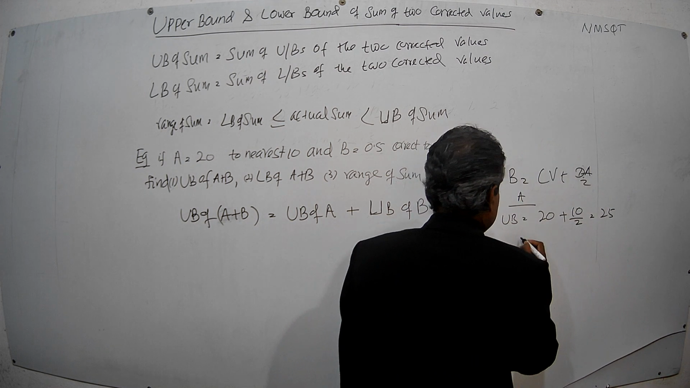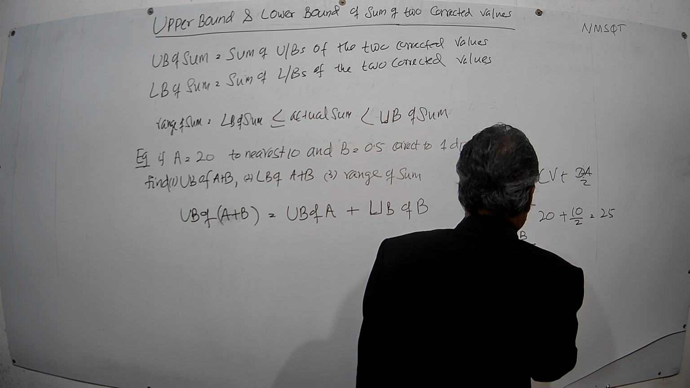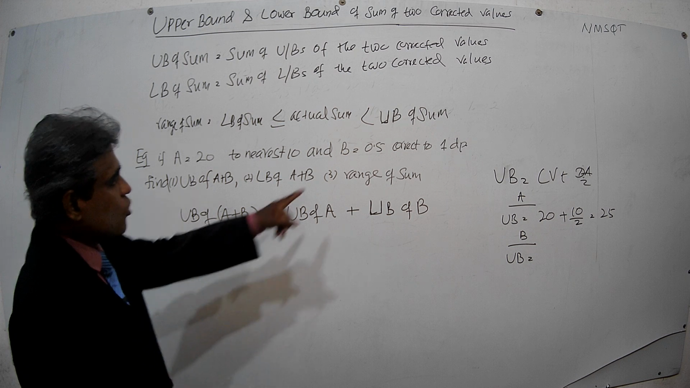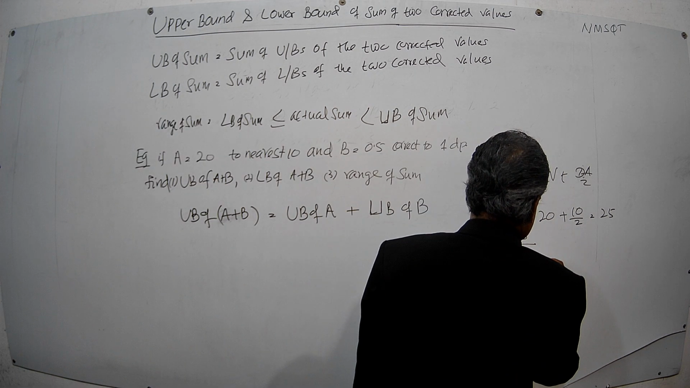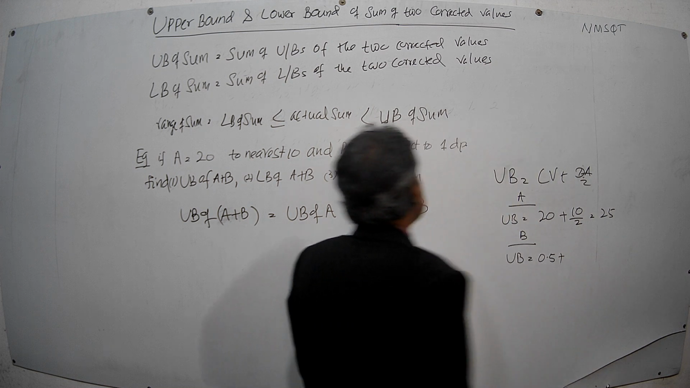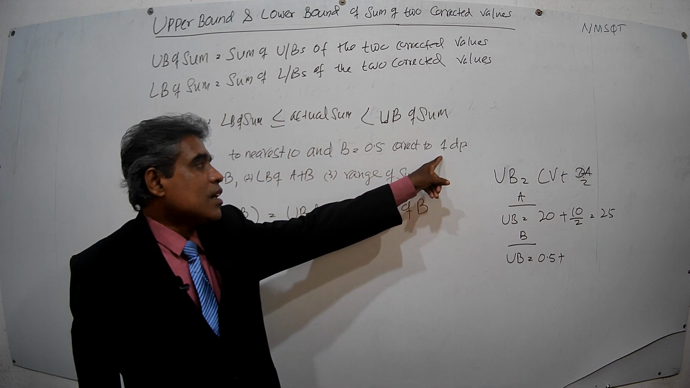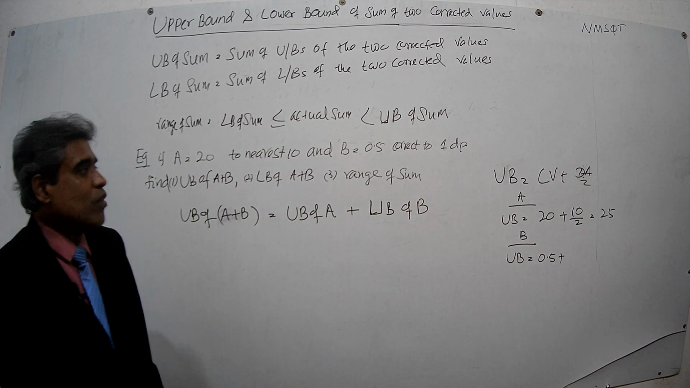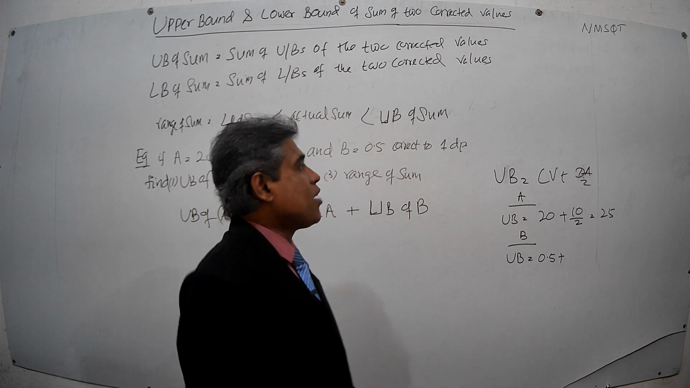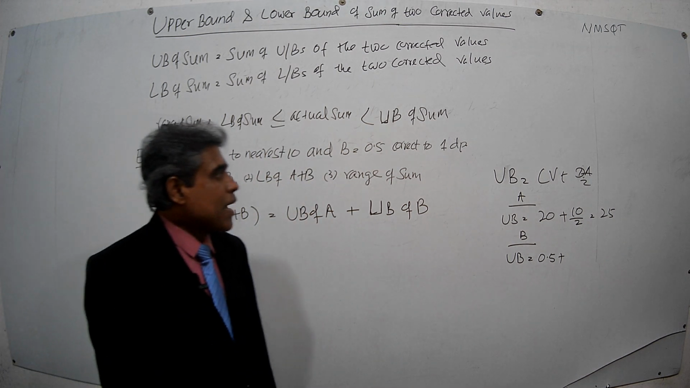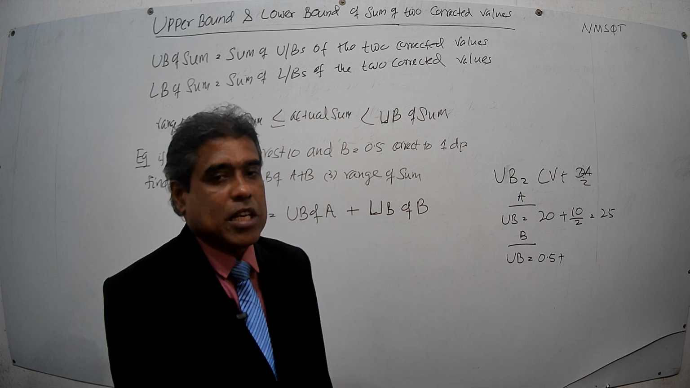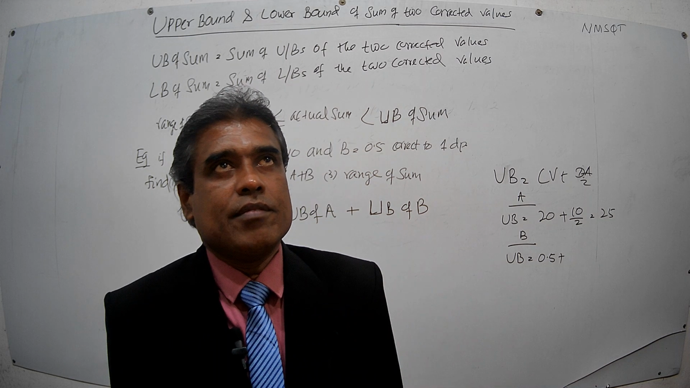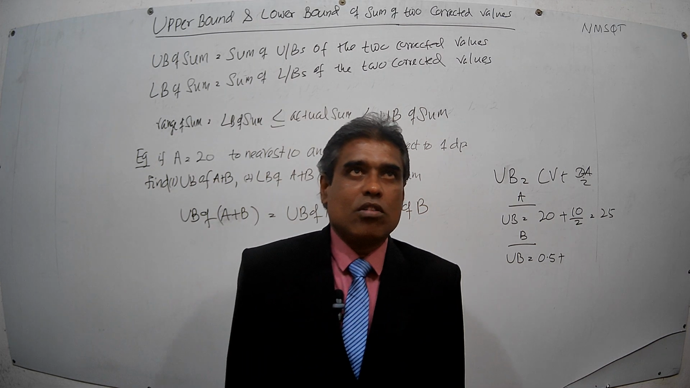Then the upper bound of B. Again, the corrected value of B is 0.5, plus the degree of accuracy for 1 decimal place. We have already learned how to get the degree of accuracy to be applied in the upper bound and lower bound formula when the number has been given correct to 1 decimal place. We have done one video on that, so go to that video and check. That must be in the video on finding upper bound and lower bound of decimal place.